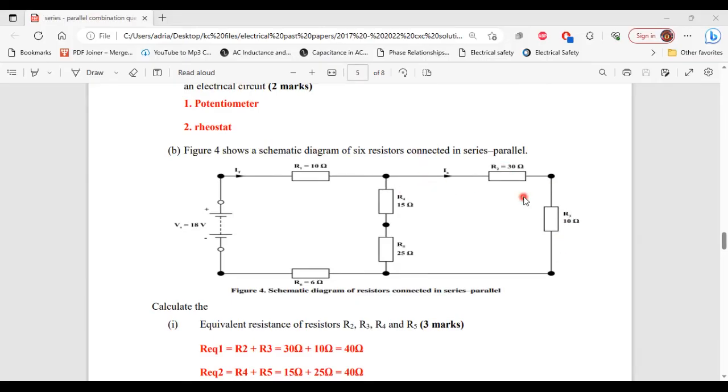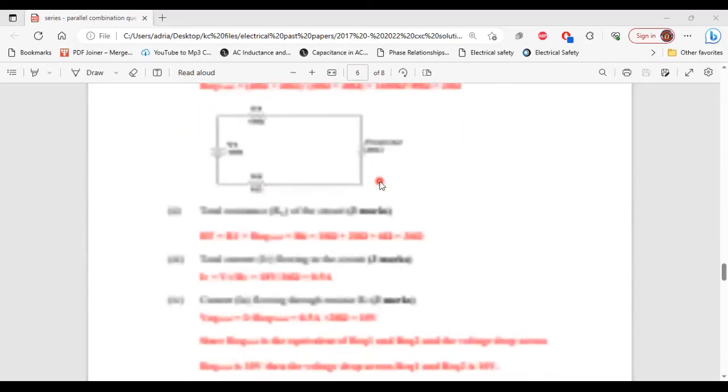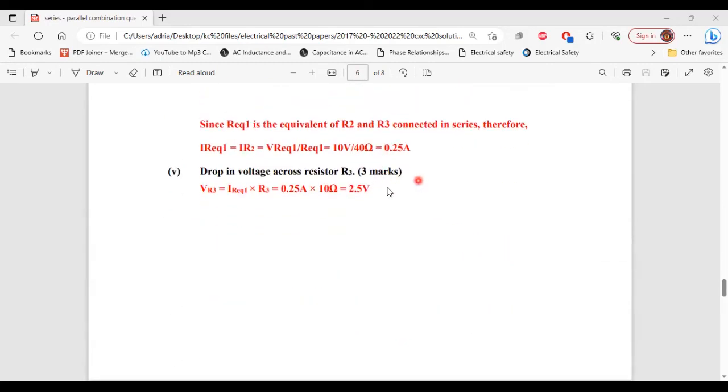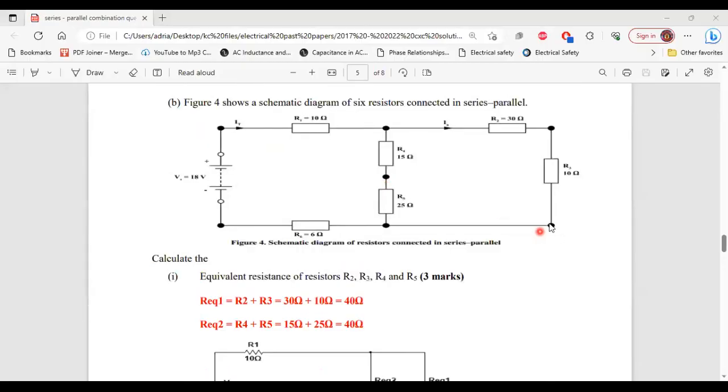Looking at the circuit, you realize that R2 and R3 are in series. So it means that it is the same current flowing through R2 that is flowing through R3 as well. With that, we can now calculate the voltage drop across R3. So VR3 is equal to I multiplied by R3. That is 0.25 ampere multiplied by 10 ohm, and that will give us 2.5 volt. So this resistor here, R3, 10 ohm, will have a voltage drop of 2.5 volt across it.